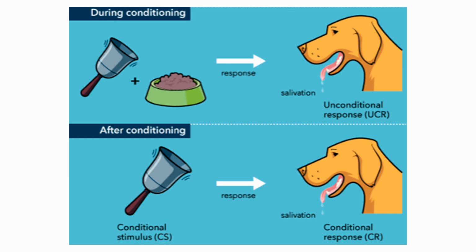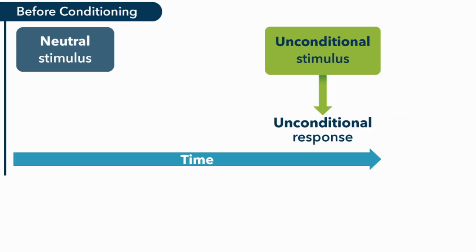Just to make sure that this has sunk in, we're going to do this one more time, but with a slightly different visual here. And we're going to be focusing on the relationships between these different aspects. So we're back at the beginning here, before conditioning. So we have a neutral stimulus. We don't know anything about the stimulus. It doesn't cause any kind of response. It's just a neutral stimulus by itself.